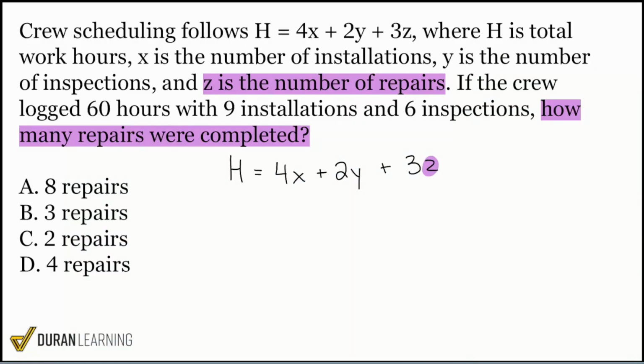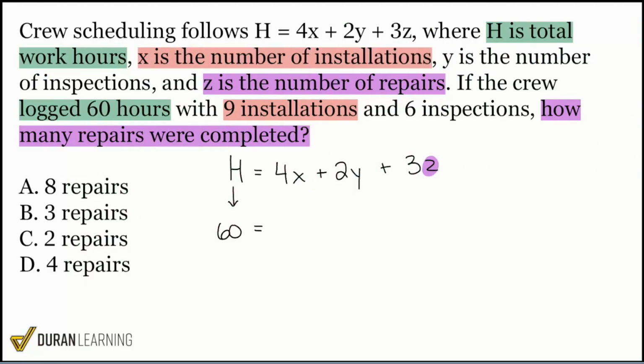Now I'm going to plug in everything else that I have. Again, here H is the total work hours. And I see that the crew logged 60 hours. So boom, right there instantly, I'm replacing the H with 60. Next up, I noticed that we have 9 installations. What variable represents installations? X. X is the number of installations. So I'm going to do 4, and I'm going to replace the X with 9.